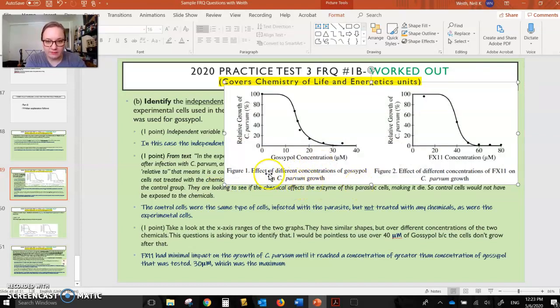So look closely at these graphs. Gossypol goes from 0 up to 40 micromolar, and FX2 goes from 0 up to 80. The graphs have the same shape, but the range of concentration is different. Why would I keep upping the concentration of Gossypol if the cells are already at 0% growth, dying after about 35-ish here? Why would I stop treatment at 40 on FX2 if I'm only cutting the growth down by 40% relative to a control group? I need to keep upping to get the same results. So that's what they're asking you for in this third part.